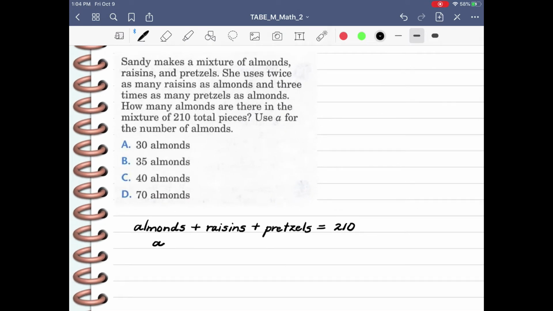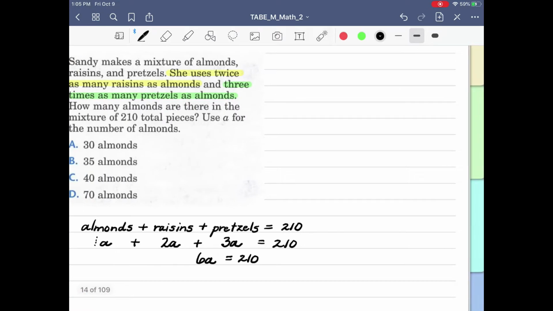So let's take a look about the raisins. She uses twice as many raisins as almonds. So the raisins are going to be twice the number of almonds. She uses 3 times as many pretzels as almonds. So the pretzels are going to be 3 times the almonds. And this problem is coming together, because when I combine like terms, I have 1A plus 2A plus 3A, that equals 6A, is 210.